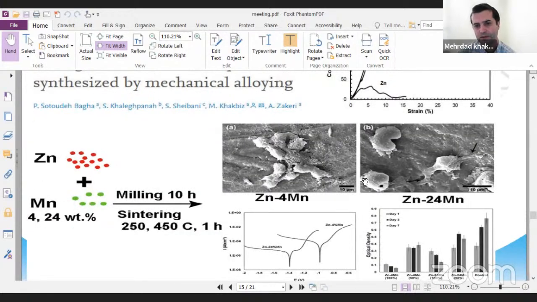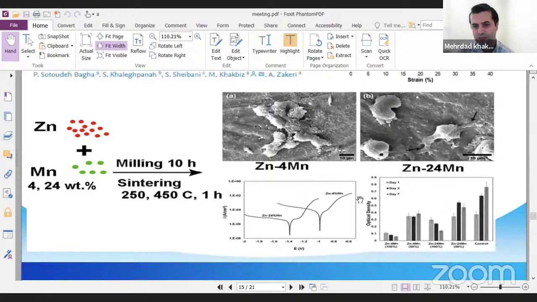Also, we compared the attachment of cells on the two types of zinc alloys. For example, we saw that in nanostructure zinc alloys, we have better cell attachment on the surface. We also evaluated the corrosion properties of these alloys, and we saw that the nanostructure zinc alloy has a higher corrosion resistance than zinc with a commercial structure.